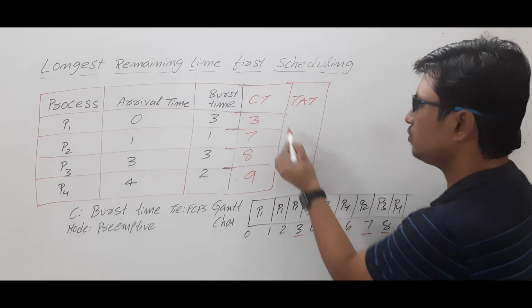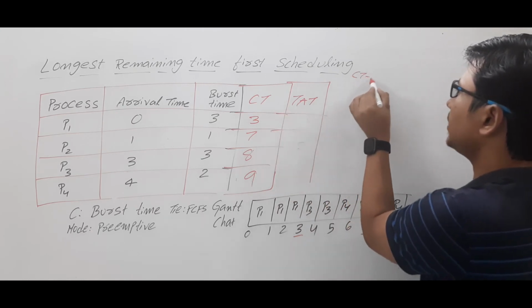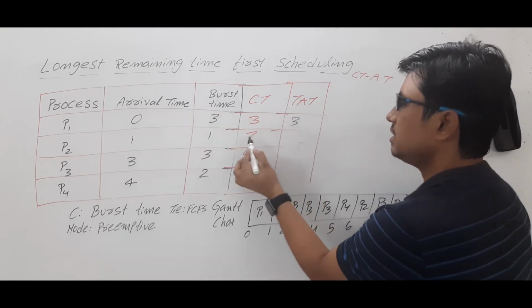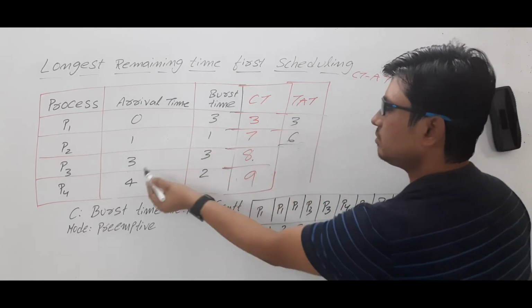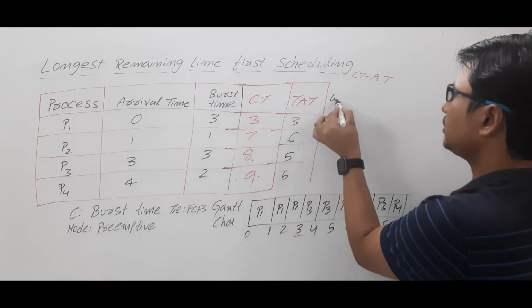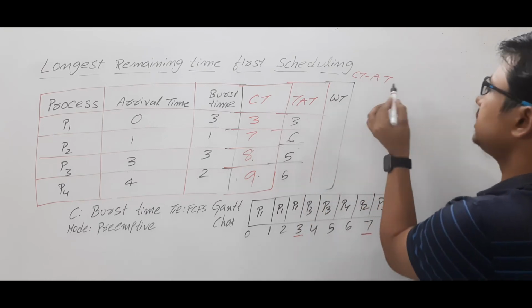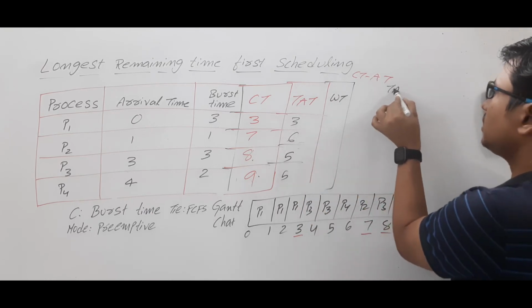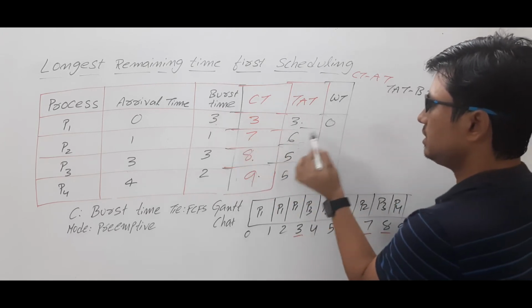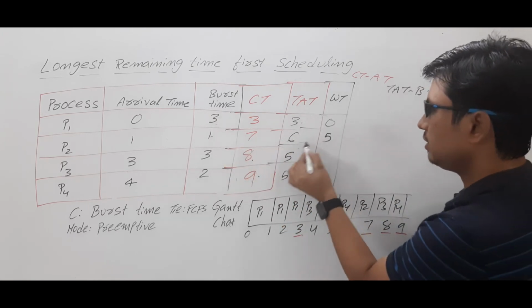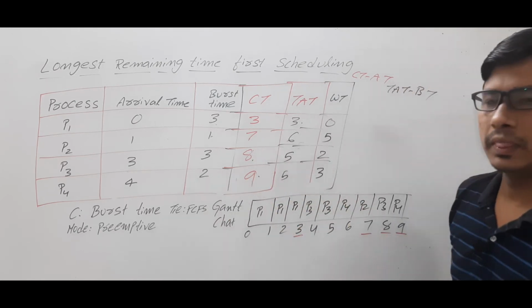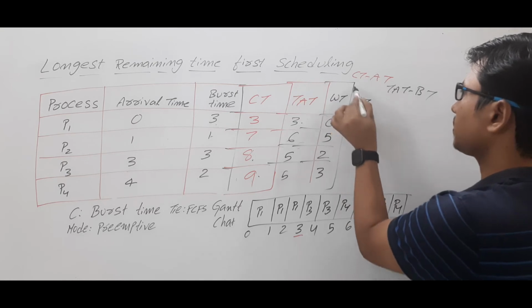Turnaround time is equal to completion time minus arrival time. So 3 minus 0 is 3, 7 minus 1 is 6, 8 minus 3 is 5, 9 minus 4 is 5. Now we need to compute the waiting time. The waiting time is equal to turnaround time minus burst time. So 3 minus 3 is 0, 6 minus 1 is 5, 5 minus 3 is 2, 5 minus 2 is 3. Okay, now response time.